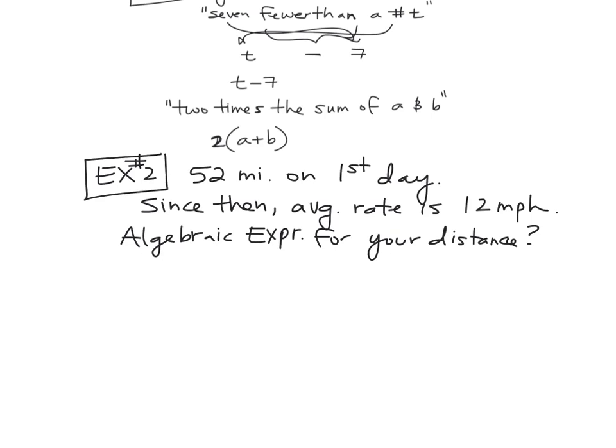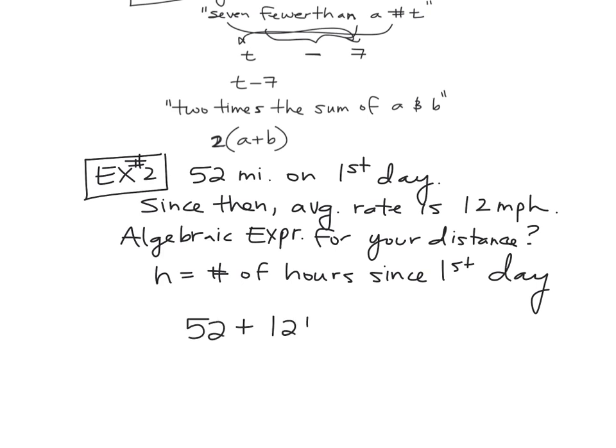A variable. What variable do you want to use? What are we talking about? It's miles per hour, right? So however many hours you're going, 12 miles per hour. So we would say if h is the number of hours since the first day, then our expression would be 52 plus 12 times however many hours we've ridden, okay? So this would be your algebraic expression.